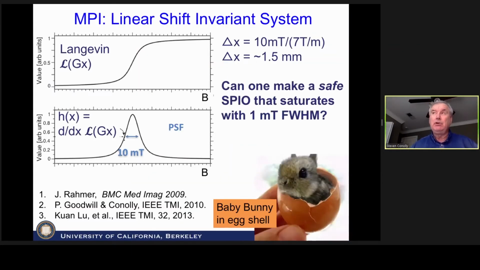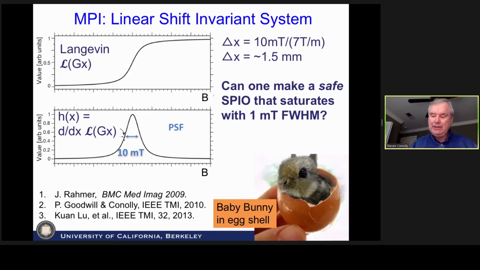This is the basis for so-called X-space MPI that we developed more than a decade ago in these papers, where we formally showed that the point spread function of MPI is just the derivative of that Langevin curve. Currently, the nanoparticles we have give about a 10 millitesla full width at half max. And so in our very strong magnetic field gradients, we're struggling to get on the order of millimeter resolution. But I'm going to talk very soon about a breakthrough in MPI from my lab at the University of Florida, Carlos Rinaldi, where we're actually getting experimentally 1 millitesla full width at half max.